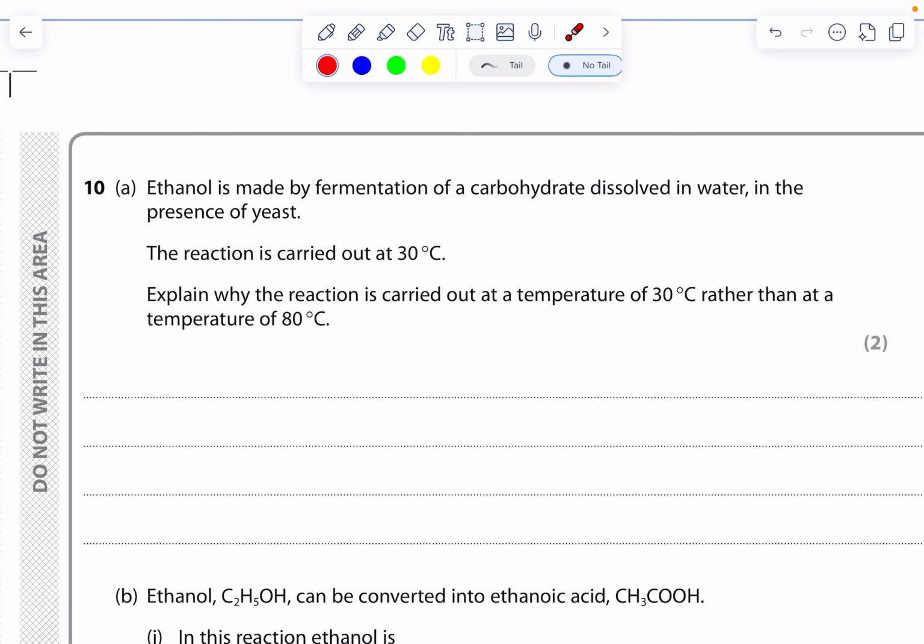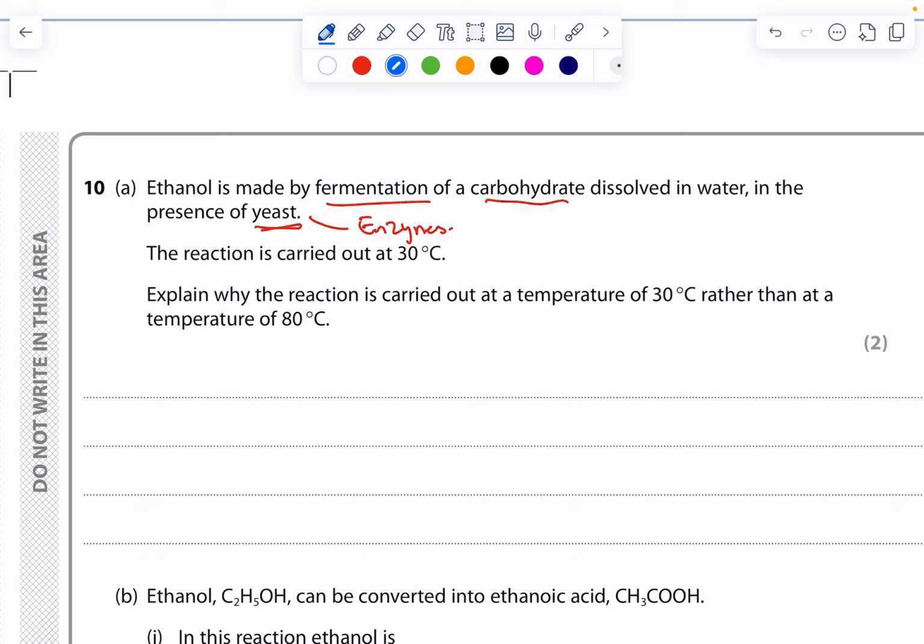So this is talking to you about the fermentation process, which is taking a carbohydrate in the presence of yeast. Remember, yeast is an organism that contains enzymes, and enzymes only function at particular temperatures. So this reaction is carried out at 30. Explain why the reaction is carried out at 30 rather than 80.